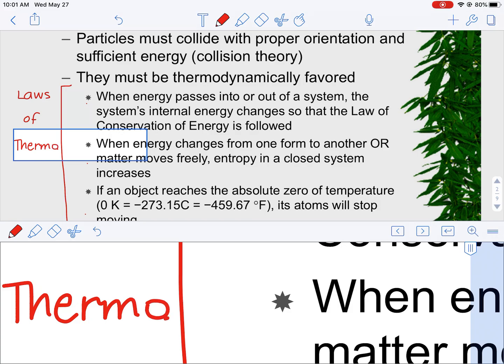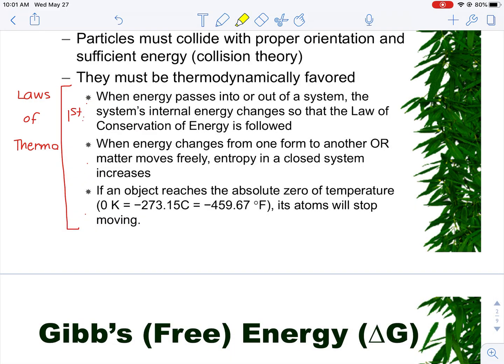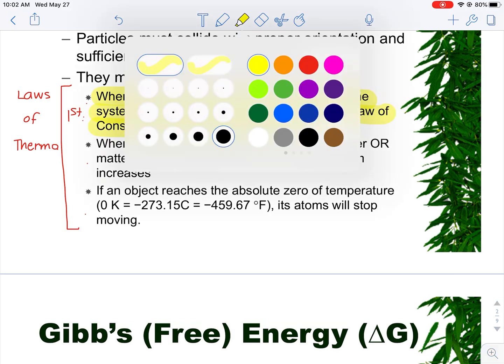And there are three of them. The first law says, when energy passes into or out of a system, the system's internal energy changes so that the law of conservation of energy is followed. In other words, energy is neither created nor destroyed, it is simply transferred. The law of conservation of energy and the law of conservation of mass do go hand in hand.